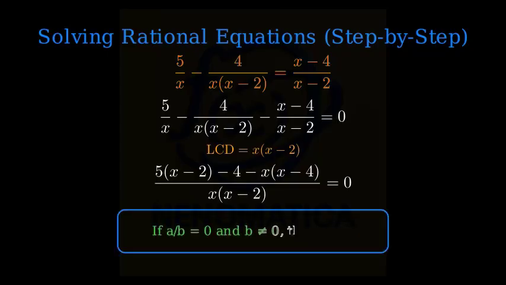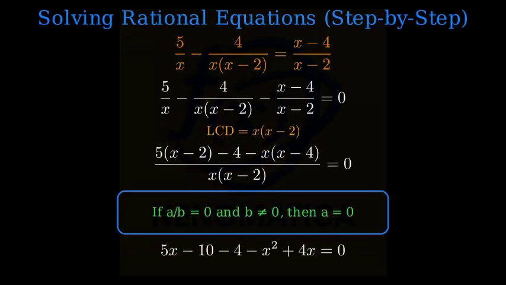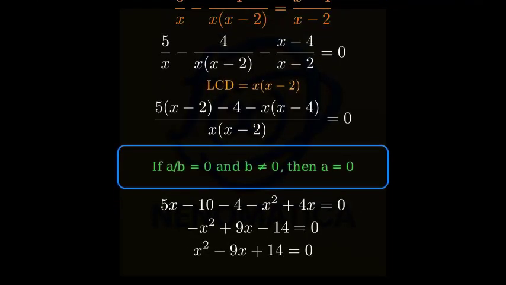Since a fraction equals 0 when the numerator is 0 and the denominator is non-zero, we set the numerator equal to 0 and remember the domain restrictions. Now expand the numerator: 5 times (x minus 2), minus 4, minus x squared plus 4x. Then combine like terms. Multiply both sides by -1 to get a positive leading coefficient.